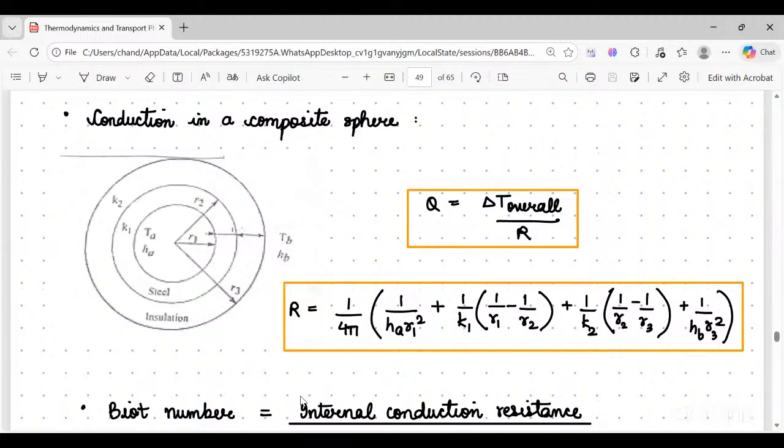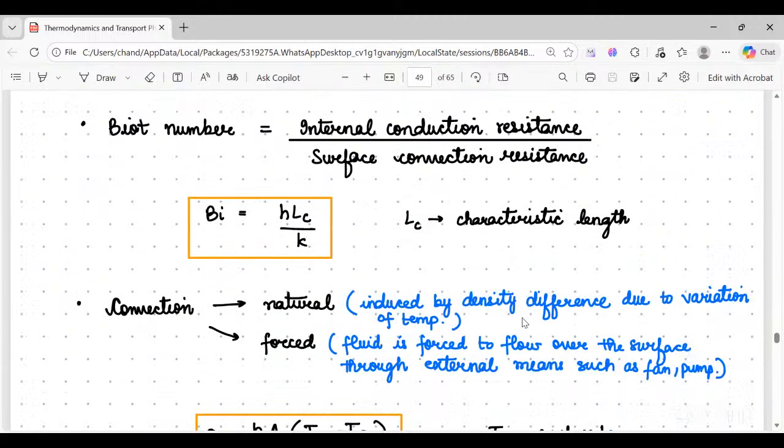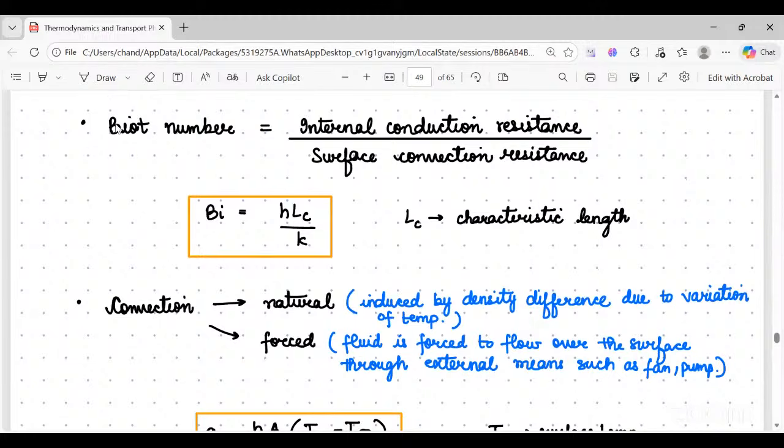For a sphere, your R is nothing but 1 by 4 pi, into 1 by h A R1 square, plus 1 by K1 into 1 by R1 minus 1 by R2, plus 1 by K2 into 1 by R2 minus 1 by R3, plus 1 by h B R3 square. Biot number: internal conduction resistance by surface convection resistance. So this is nothing but conductive resistance to convection resistance, h Lc by K.